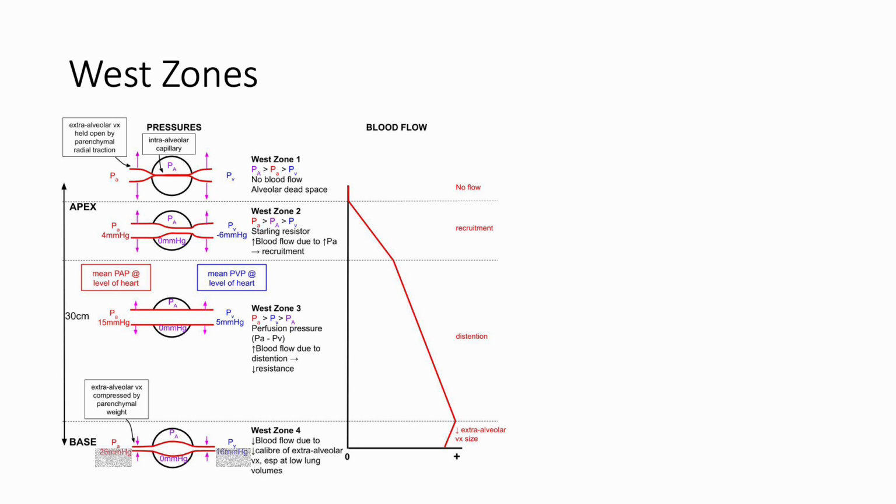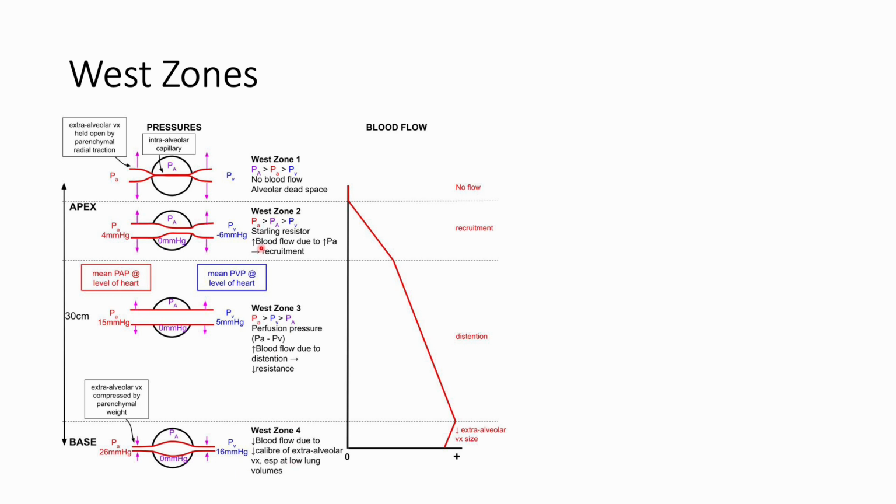Well, if we consider going from the level of the heart to the base, yes, because of gravity, the arterial pressure is increased by 11 to 26, but on the venous side, the pressures are also equivalently increased because of the effects of gravity, and therefore the driving pressure is unchanged, it's still 10. So there is no change in the driving pressure going from the apex to the base.